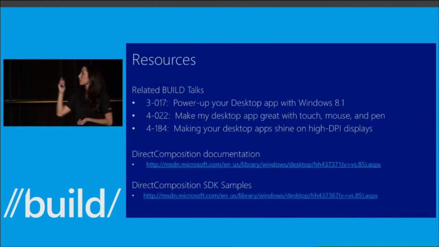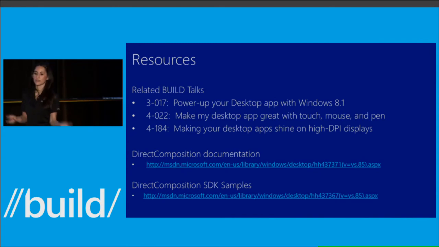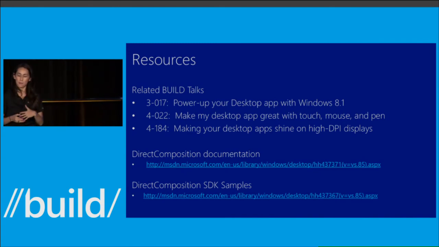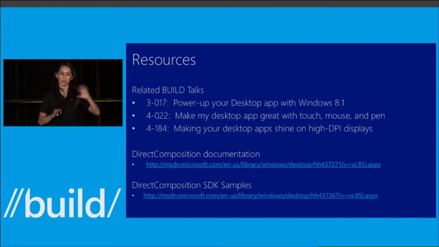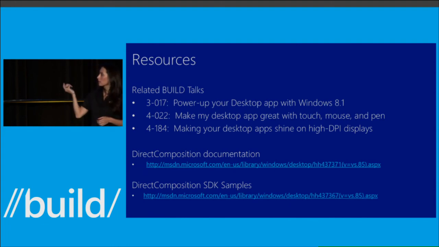So some resources. If you missed some talks like at the beginning of the day, these are very good talks to go and check out online if you couldn't make it today. The first one talks about all of the different investments we're making for the desktop. The second one gives you an overview of all of the input technologies that we have, so all of the left side of the diagram. And then the third one is giving you an overview of the different types of displays that are coming in the market and how you can take advantage of that for your application. There's a link to the DirectComposition documentation, and there's plenty of samples to help you out as well.